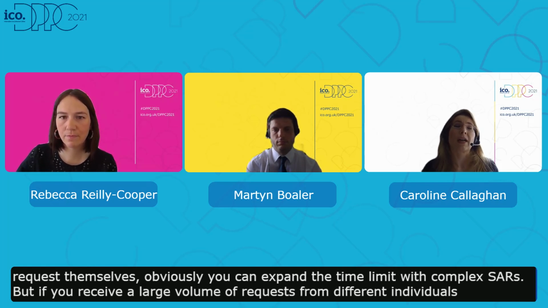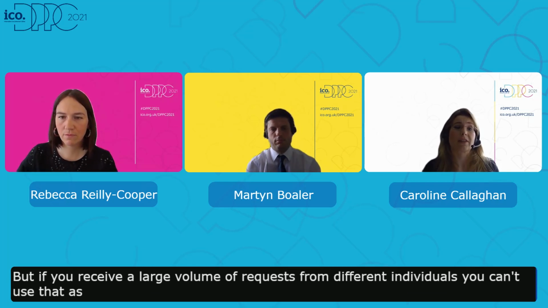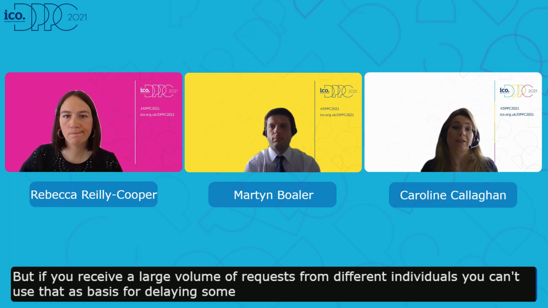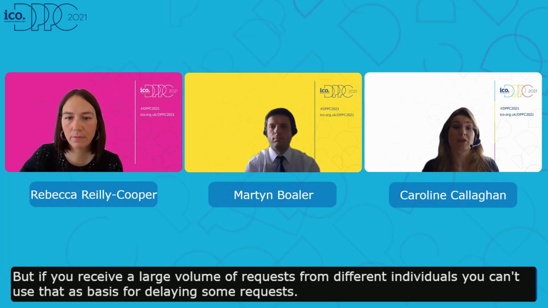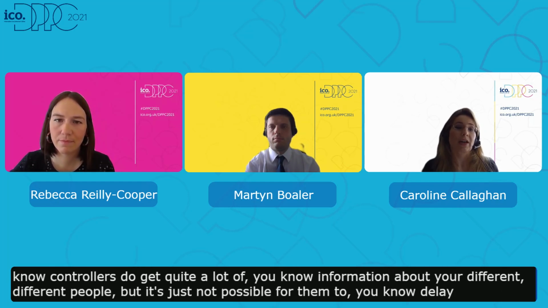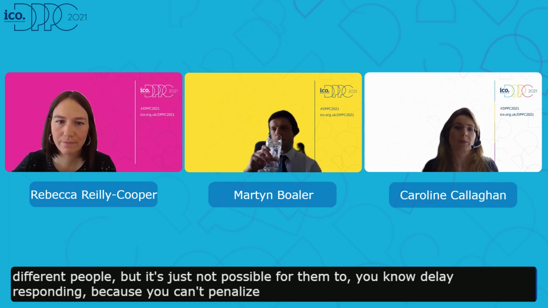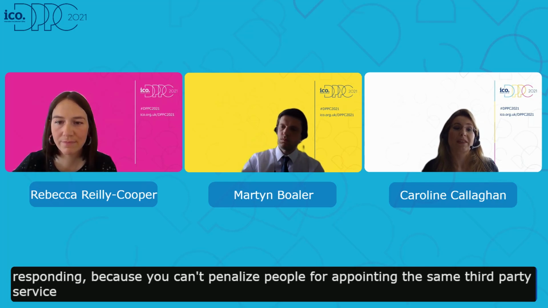I understand that in the context of third-party service providers, controllers do get quite a lot of information about different people, but it's just not possible for them to delay responding, because you can't penalise people for, say, appointing the same third-party service provider to act on their behalf. We can't penalise between people who choose to appoint a third-party service provider and those who don't. That's often the situation when these kinds of circumstances arise.